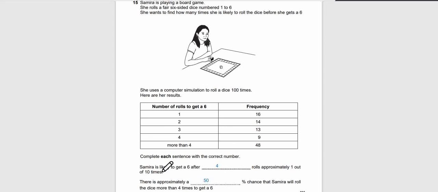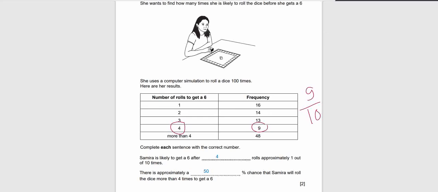So Samira is likely to get a 6 after 4 rolls, approximately 1 out of 10 times. Let's see 4 rows here. So 4 rows, so it's 9. So 9 out of 100 trials is approximately 1 out of 10. So that's how we got the answer. So 9 out of 100 is approximately 1 out of 10 of 100 and is simplified to 1 over 10.